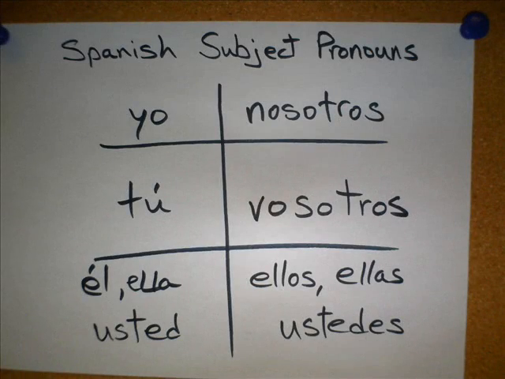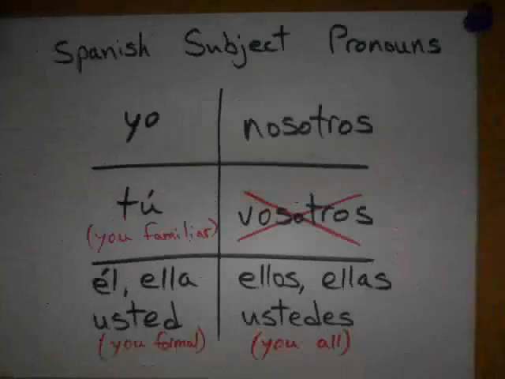Now the equivalent Spanish subject pronouns are yo, tú, él, ella, usted. The plural side is nosotros, vosotros, ellos, ellas, or ustedes. Now please note that we have two yous in Spanish. One is a familiar and the other is a formal. I'll explain more of that later.